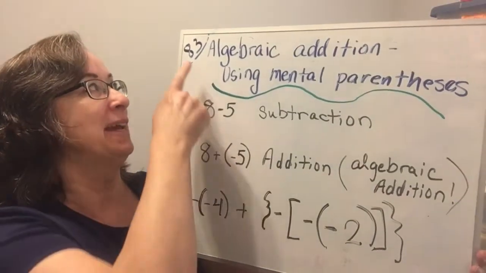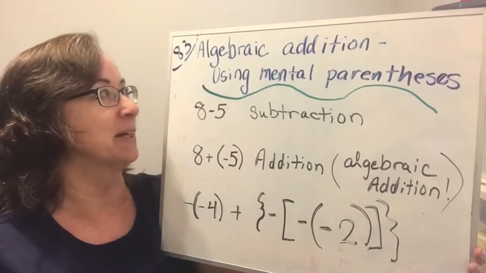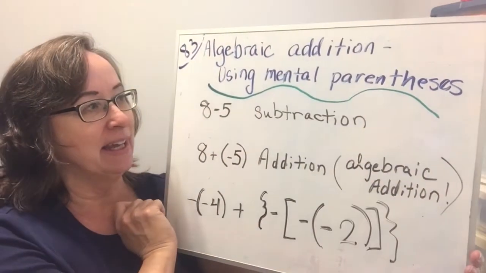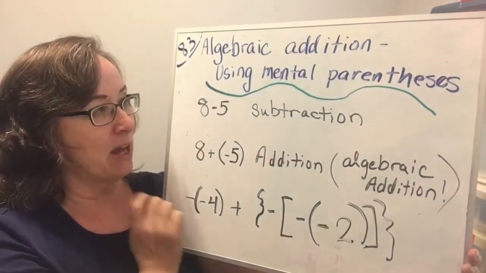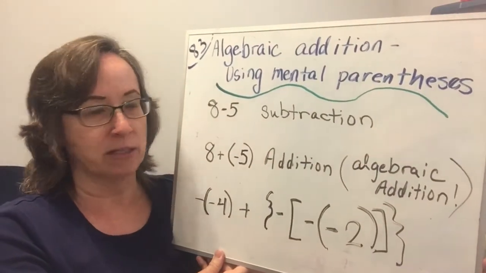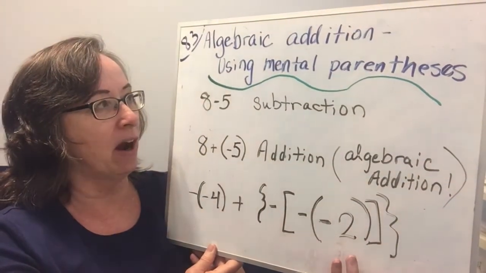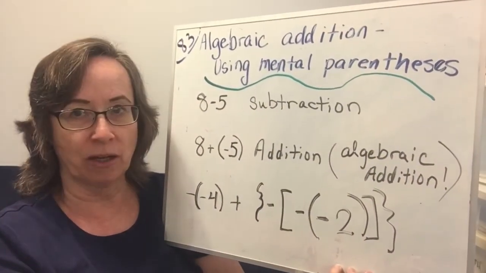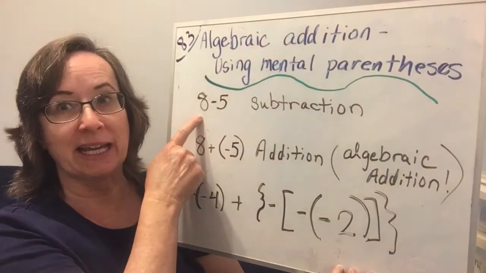And today I'm here with you on lesson 83 of your Saxon Blue Book. And we're talking about algebraic addition using mental parentheses. Okay, so when we're talking about algebraic addition, we are going to be learning how to do addition with signed numbers. Okay, so let's start with a very easy problem.